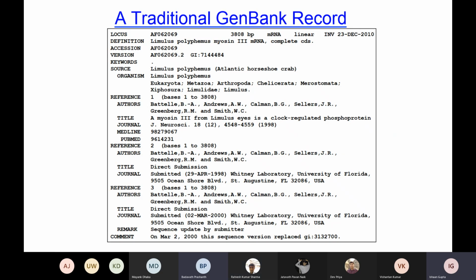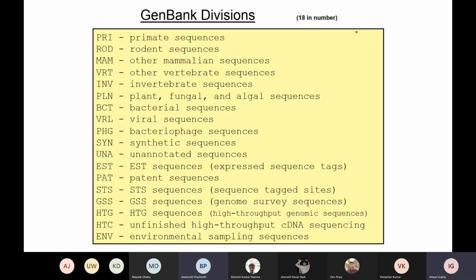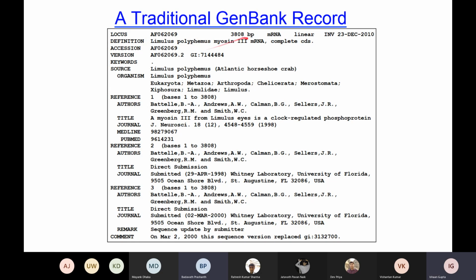This is how a traditional GenBank record looks. It gives you a location or locus, which is more like an ID. It tells you what kind of record it is and how long it is: so many base pairs, it's an mRNA, it's linear, and the last date it was updated. And it's an INV, so this is the INV code. This basically means it's coming from an invertebrate.